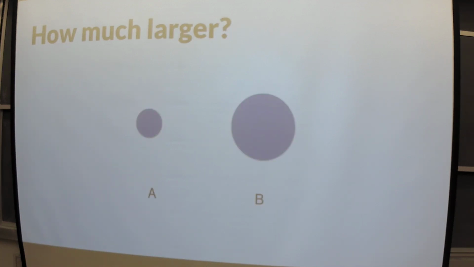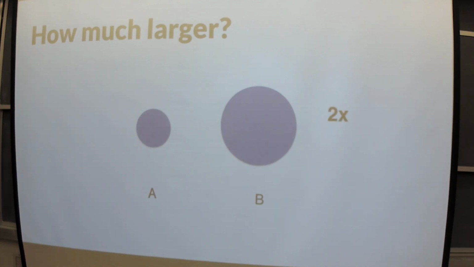How much larger is B than A? 3 times, 3 times, 4 times, 5 times. Notice how diverse the set of answers here is. So it's about 5 times larger. How much larger is B than A? 4, 8. I hear a lot of mumbling.